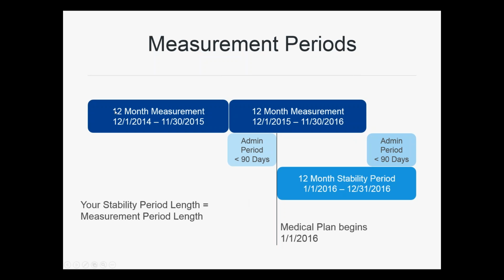Okay, so the concept behind a measurement period is that the IRS wants to track when an employee is a full-time employee versus a part-time employee, right? So it sounds pretty straightforward. The IRS has said, okay, what we want companies to do, when you hire an employee, we want you to pay them benefits if they're a full-time employee, right? Straightforward. If you hire a full-time employee, we want you offering benefits for them, right?